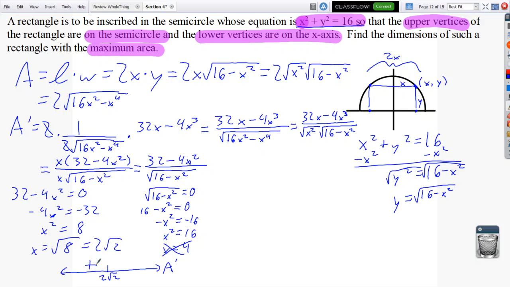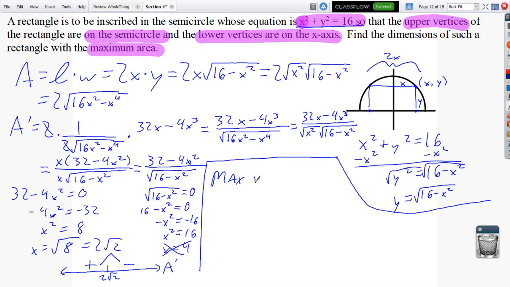To the right of 2 root 2 would be something like 3. I could have 32 minus 4 times 3 squared. 3 squared is 9. 4 times 9 is 36. 32 minus 36 is going to give me that negative. Since I got the square root, that's going to be positive down there. So negative divided by positive gives me negative. I can now analyze that a little bit further. Up and then down, it does look like I have a maximum at 2 root 2. Max, where x equals 2 root 2.